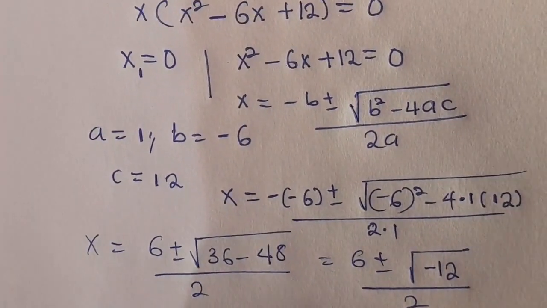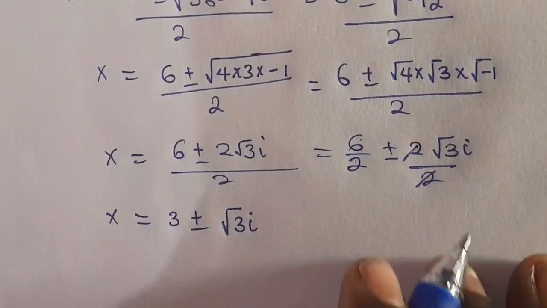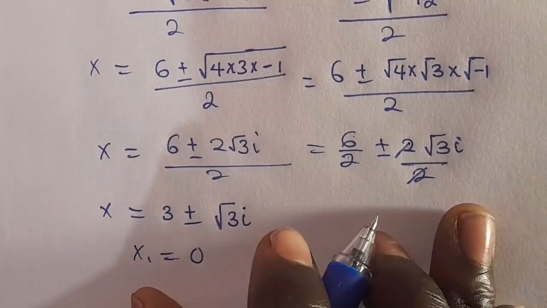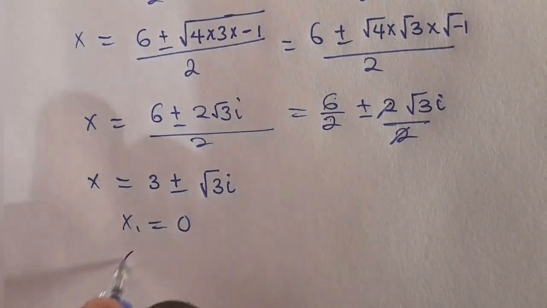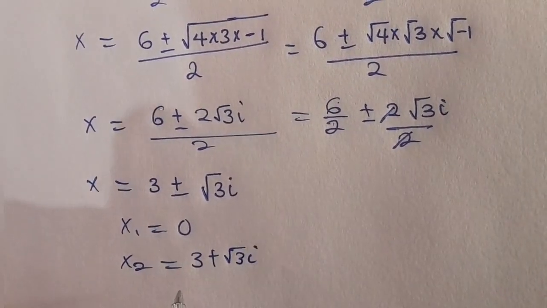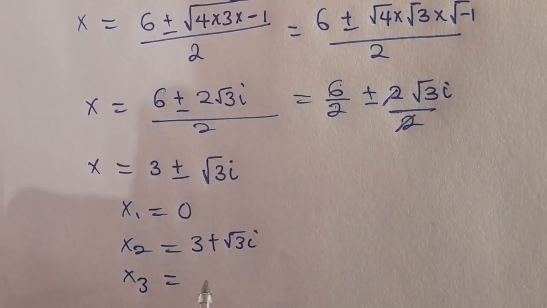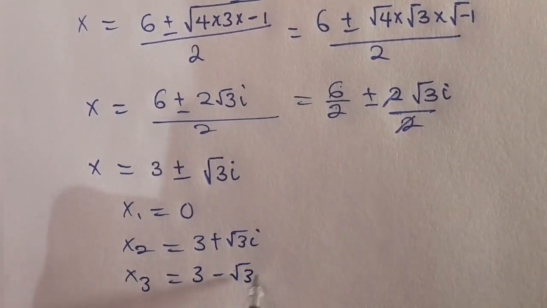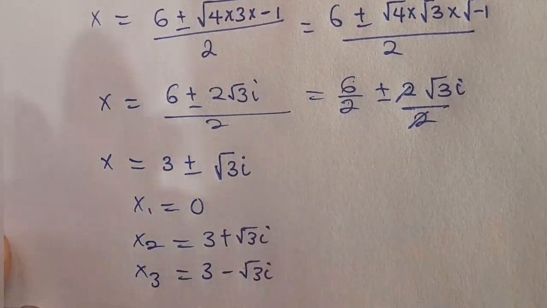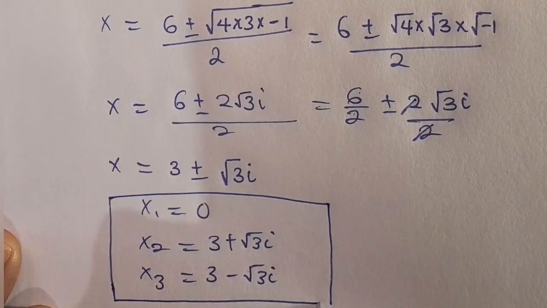And so we have x1 equal to 0, and x2 equals 3 plus root 3 i, and we have x3 equals 3 minus root 3 i. So guys, these are the 3 values for the problem given to us.